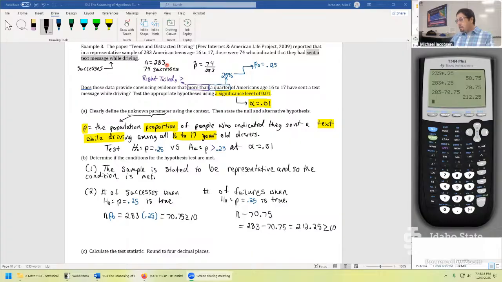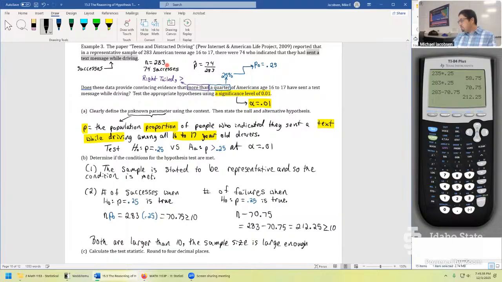We can say both are larger than 10. The sample size is large enough. So now we're done with the conditions. Next thing we'll look into is the mechanics, computing the test statistic, the p-value, and making our conclusion.